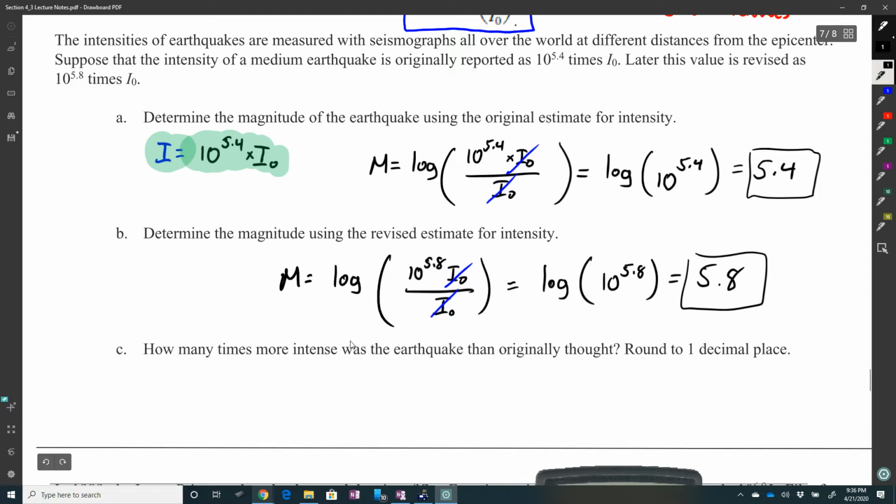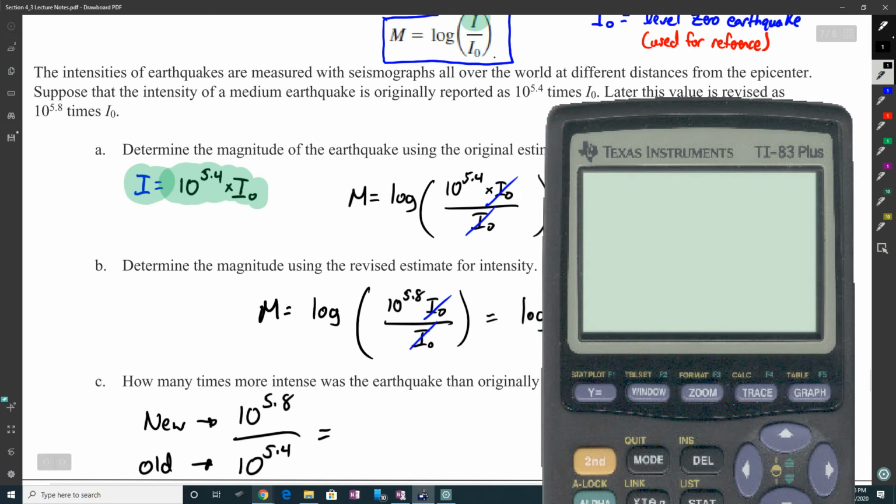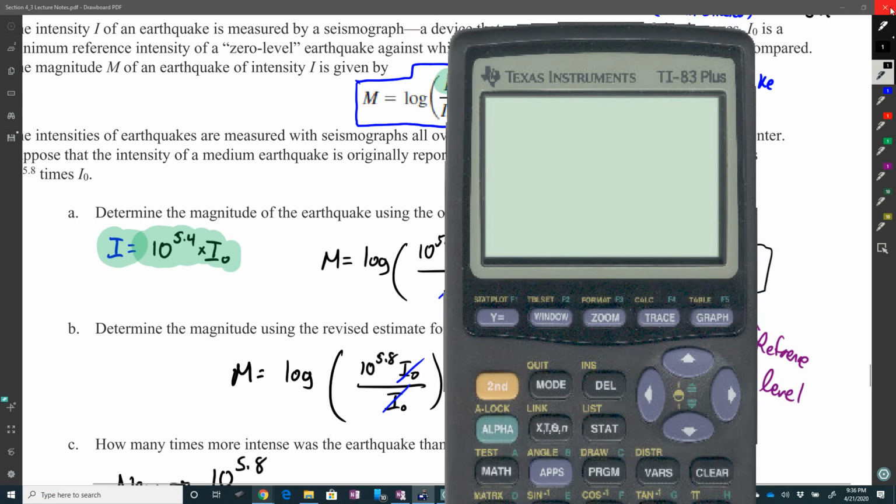Well, the 5.8 isn't the intensity, this is just a reference level. Now, the actual intensity was 10 to the 5.8. That was the new one. And the old one was 10 to the 5.4. Now, if I divide the two, I'll get how many times more powerful the actual earthquake was than it was originally estimated.